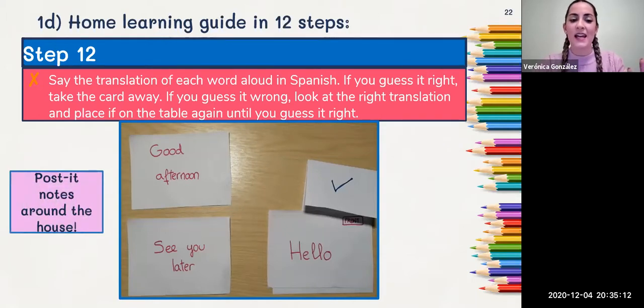Before I move on to this, linked to the previous activity, copying the word, you can also challenge the students and ask them to write a sentence using that keyword.